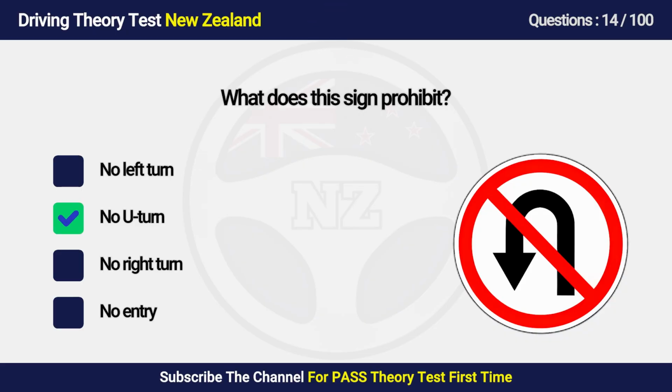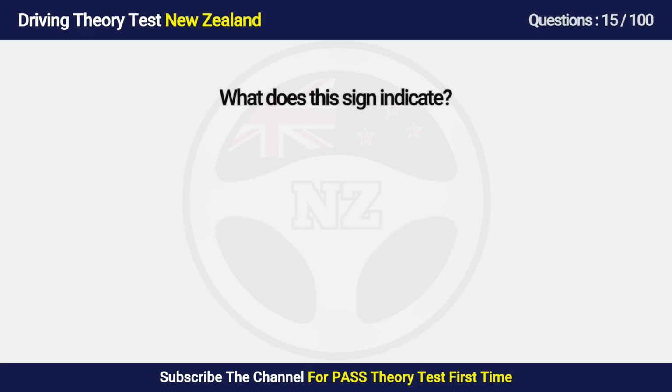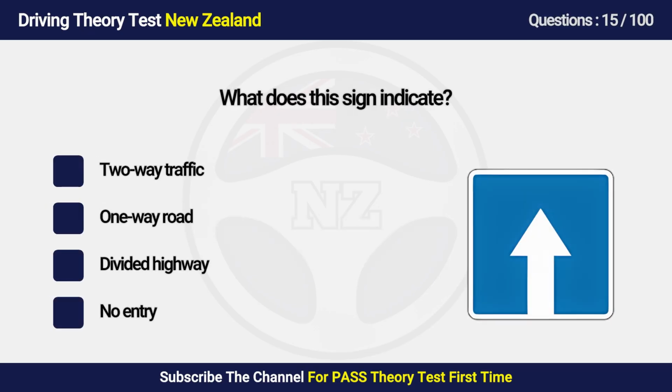Answer is B. No U-turn. This prohibitory sign clearly indicates that making a U-turn at this location is not allowed. Question 15. What does this sign indicate? A. Two-way traffic. B. One-way road. C. Divided highway. D. No entry.